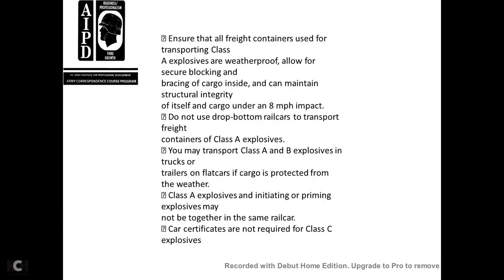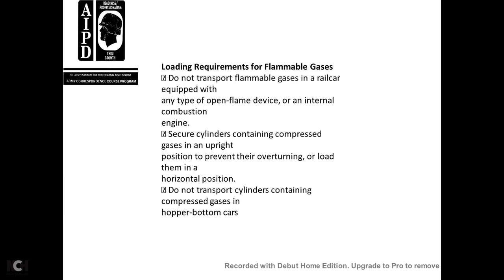Ensure that all the freight containers used for the transportation of class A explosive are waterproof, and secure, block and brace the cargo inside. The container must maintain its structural integrity and that of the cargo under an 8 miles per hour impact. You have to use the drop at the bottom of the rail car's transportation freight with the container of class A. You may transport class A and B explosive in trucks, trailers, or flat cars if the cargo is protected from the weather. Class A explosive, the initiated prime and the explosive, must not be together in the same rail car. Star certificates are not required for class C explosive.